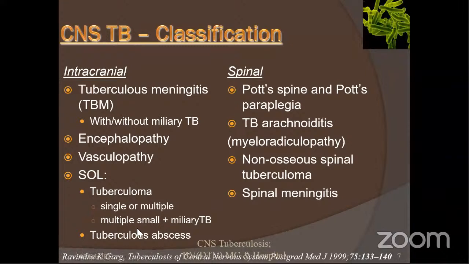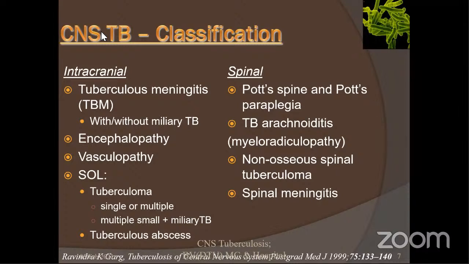So, central nervous system tuberculosis can be classified into intracranial tuberculous meningitis with or without miliary tuberculosis, encephalopathy, vasculopathy, tuberculomas, tuberculous abscess, Pott's spine and Pott's paraplegia, tuberculous arachnoiditis, non-osseous spinal tuberculoma, spinal meningitis. One point to know is that all tuberculous meningitis cases also have spinal meningitis. The meninges are continuous membranes which surround the brain and also extend to the spinal cord.